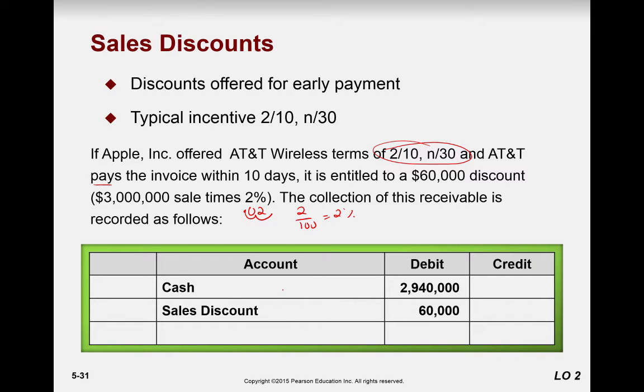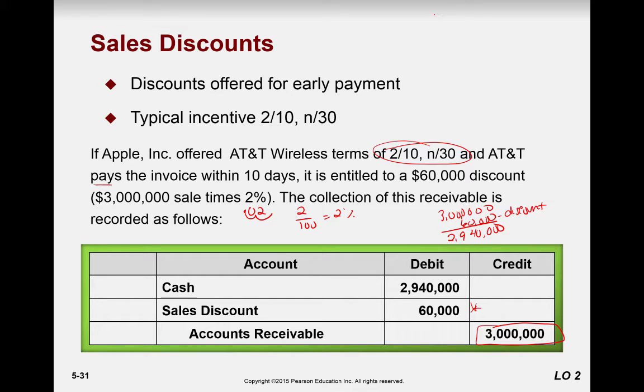First and foremost, you want to know what happens to cash. We know that we're expected to get $3 million, but now $60,000 of it is gone because of the discount. This is our discount amount that we calculated. So now we have 2.94 million. Then we're debiting sales discount and we're crediting accounts receivable. You have to make sure that your accounts receivable is the $3 million that you originally recorded. Otherwise, you're going to have this $60,000 as a hanging item on your accounts receivable.